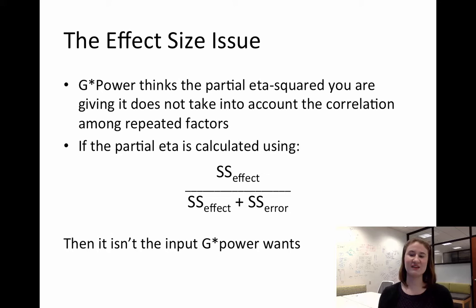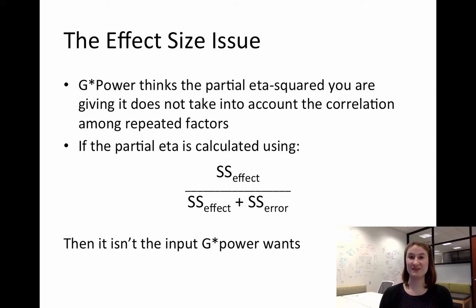And so because of that, if you use a partial eta squared that's calculated using this formula, you're not going to be giving G*Power the input that it thinks it's getting. Obviously, if you calculate your partial eta squared by hand, you'll know whether you're using this formula or not. Different statistical programs calculate partial eta squared differently. Some use this formula, some don't.